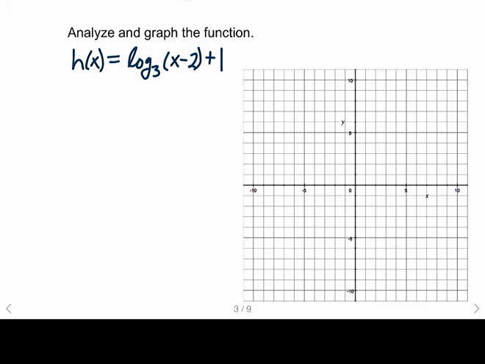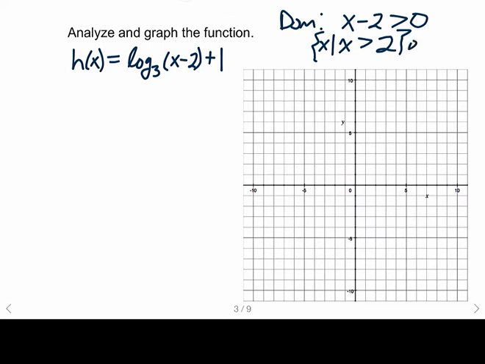Next, we're going to analyze and graph the function h of x is equal to log base 3 of (x minus 2), plus 1, x minus 2 being the argument. Let's start this one looking at the domain. For the domain, we need x minus 2 to be positive, as we just discussed. And so x has to be greater than 2, solving that inequality. We can wrap a set notation around that and say it's the set of x such that x is greater than 2, or we could give that an interval notation, a parenthesis 2 comma infinity. I don't really care which one you give me.